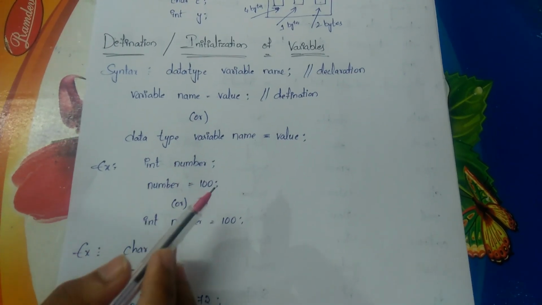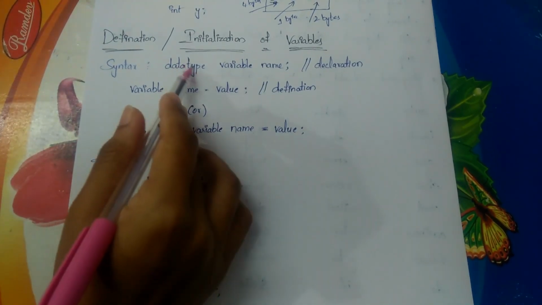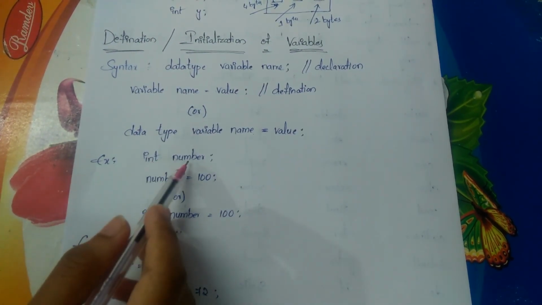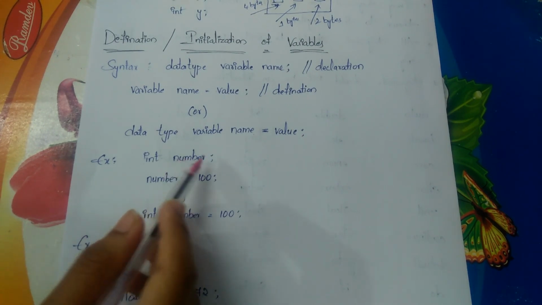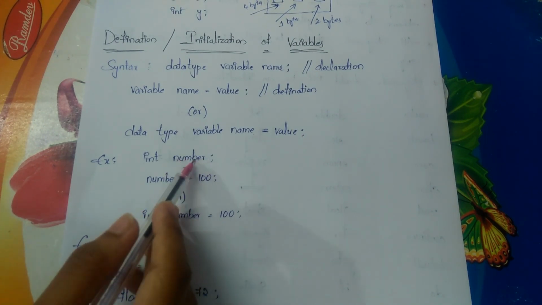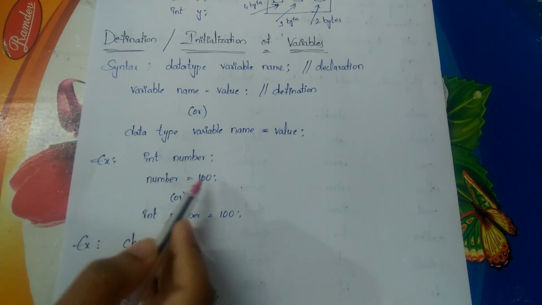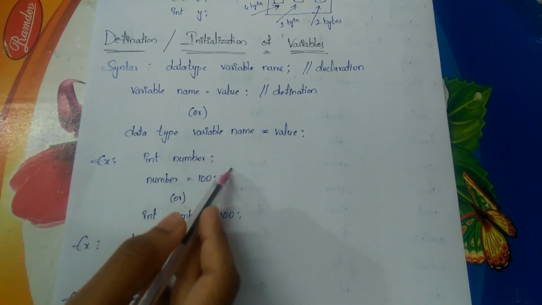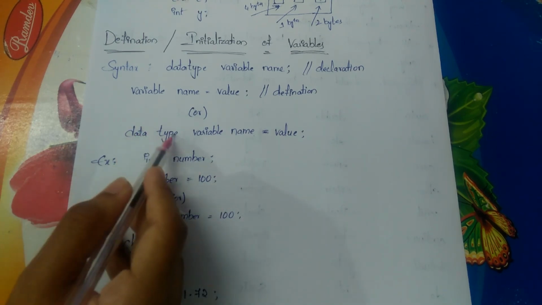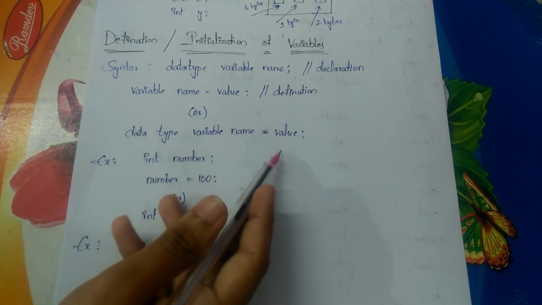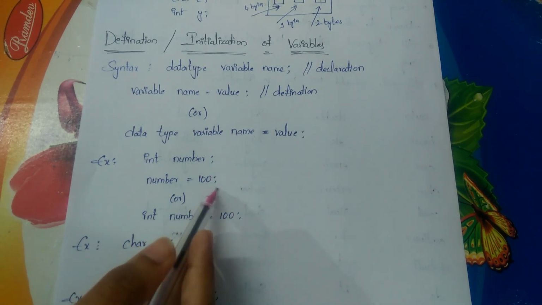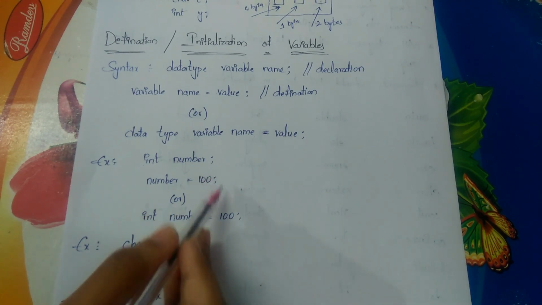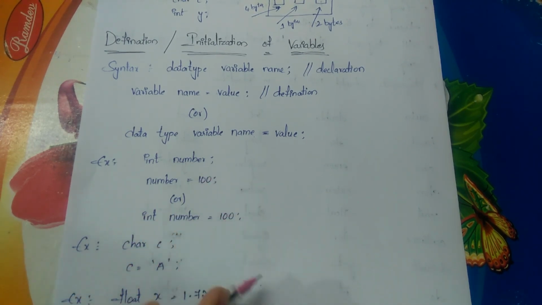Now let's see an example here. For syntax 1, using the integer data type I am declaring the number variable. Now the declaration has completed. Now I have to initialize it. So number equal to some value, I am giving that as 100, and this is ended with a semicolon. This is syntax 1. In syntax 2, data type, variable name equal to value. So the other way of initializing a variable is int number equals 100. So these are the two ways of initializing a variable.